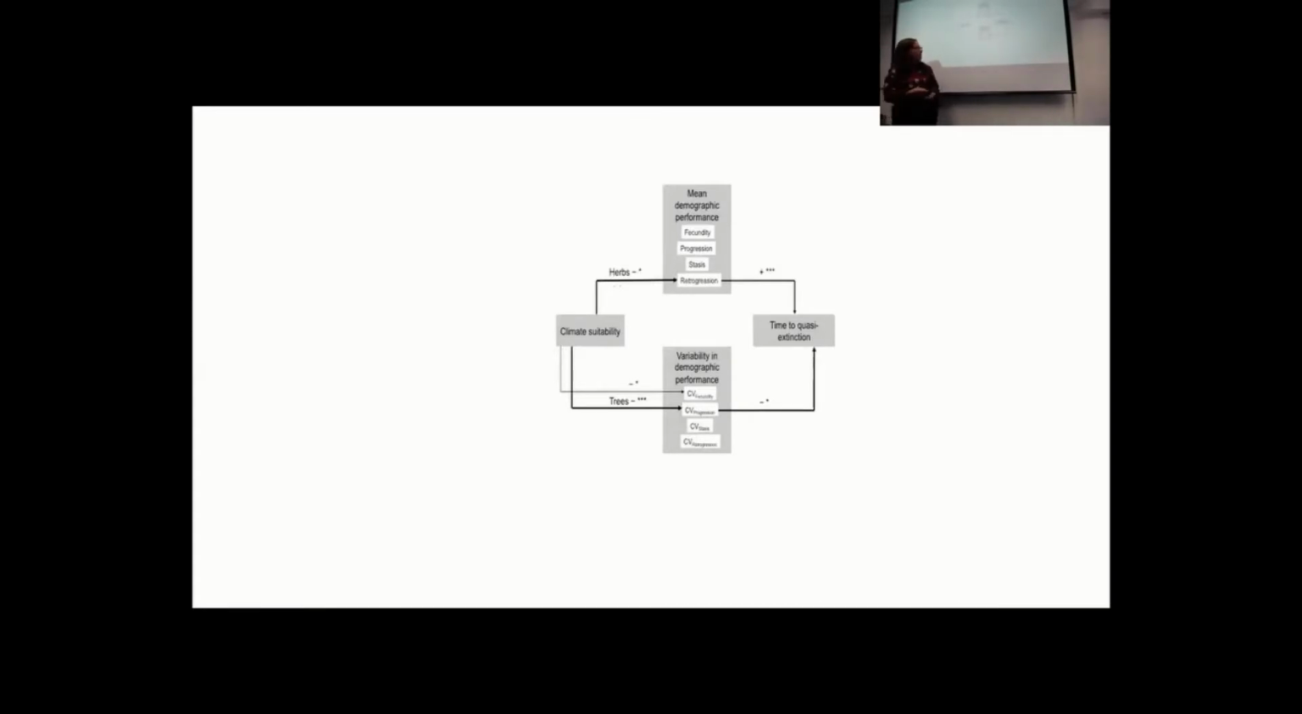And using this method, we found two pathways, basically. One is a resistance pathway, whereby plant populations can resist extinction in low suitability climates. So in low suitability climates, retrogression is higher, so plants can move back a stage and survive. And higher retrogression is associated with longer times to extinction. So you can delay extinction by having this retrogression strategy.